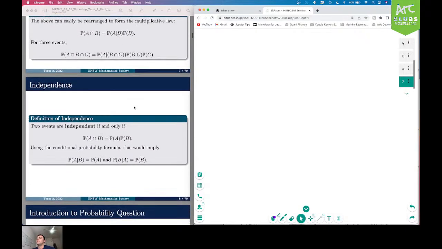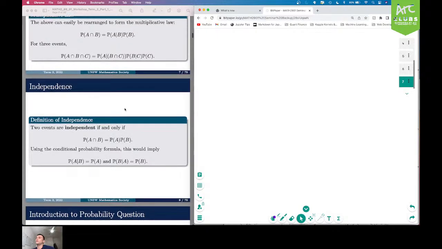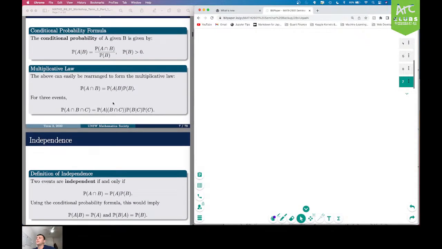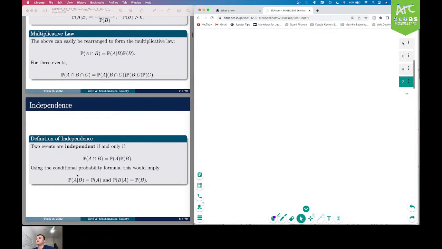Cool. We also have this thing called independence. So two events are independent if and only if we can represent the probability of the intersection as just the individual probabilities banged together. And what we're saying there essentially is that the probability of A given B is just the probability of A. So the fact that B happened has no real effect. Cool. And that's sort of what's happening here. And you can apply the same for B too.